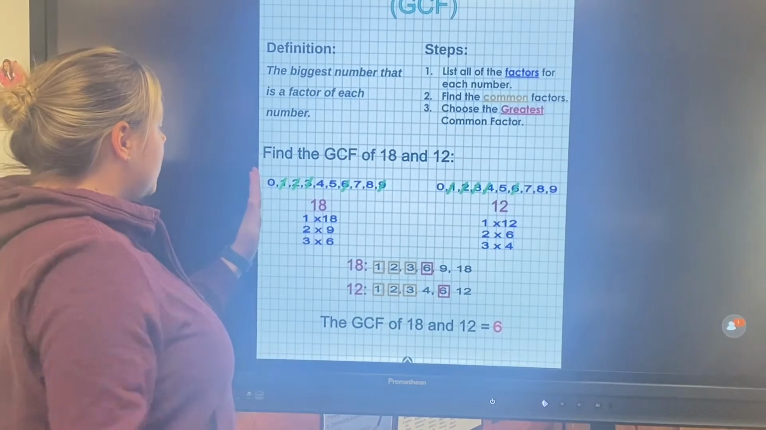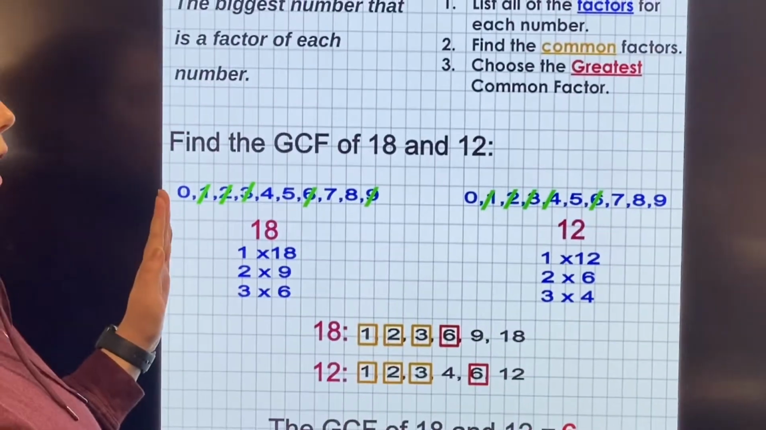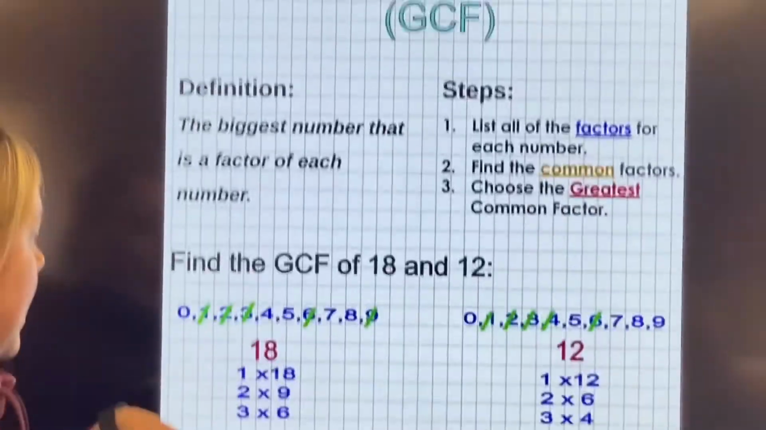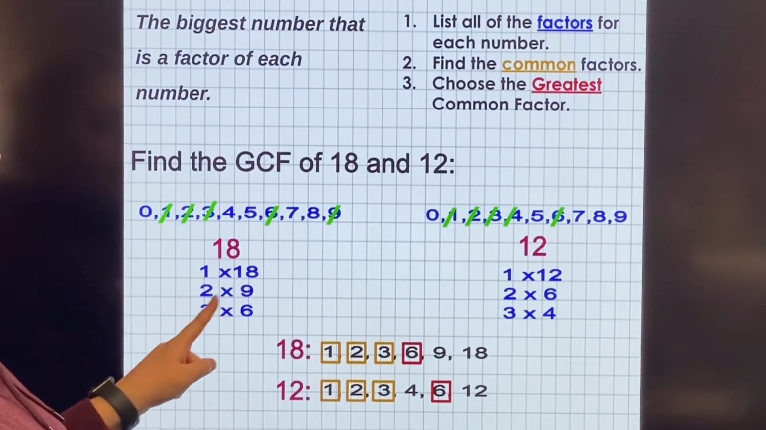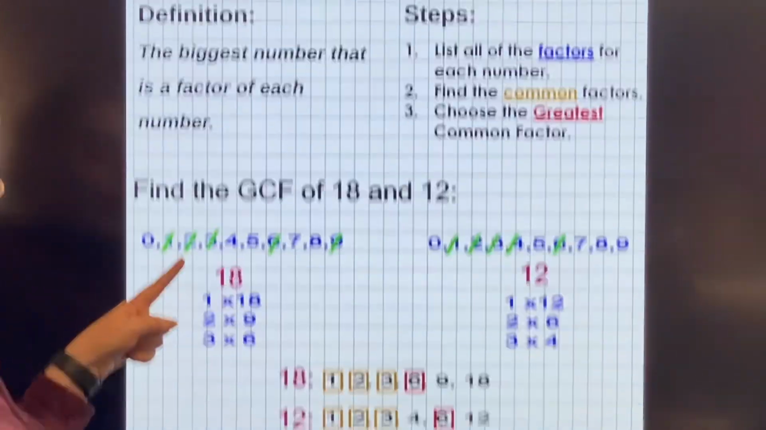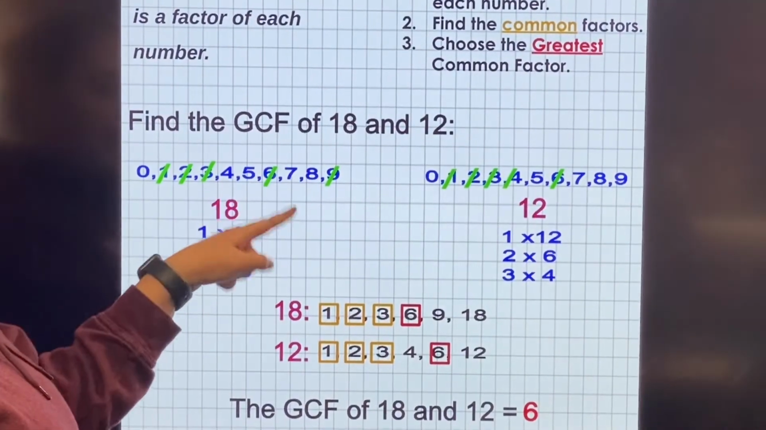So I'm going to start at 0. Can 0 times something equal 18? No. Okay, what about 1? Can 1 times something equal 18? Yeah, so I'm going to cross off the 1. 1 times 18 equals 18. All right, what about 2? Yeah, 2 times 9 equals 18. So I'm going to cross out 2 and 9.